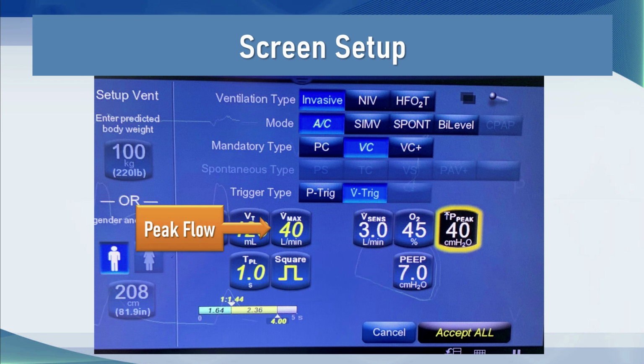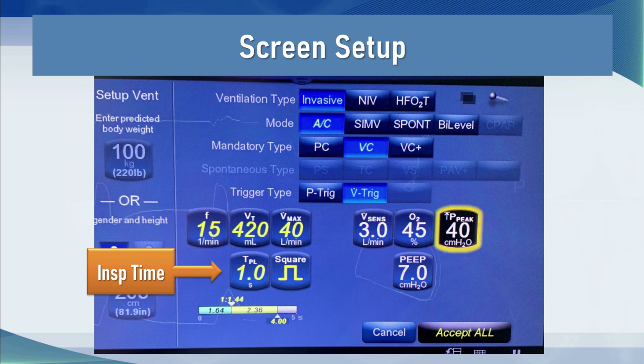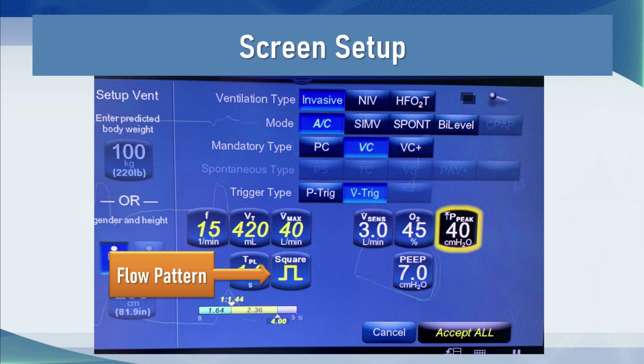We've also set a peak flow, and the peak flow here is 40 liters per minute. We've set an inspiratory time, so this will be a time cycled breath, not a volume cycled breath. And the plateau time, that's the inspiratory hold, is 1 second. That is quite a long inspiratory hold. We set a flow pattern, in this case a square flow pattern.